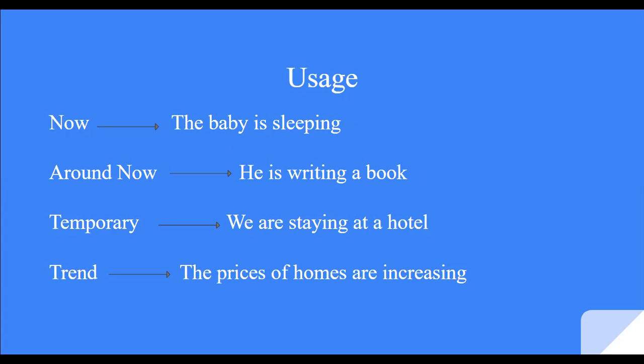It is not permanent. It can continue to rain for another 2 hours, 3 hours, we don't really know. So when we are talking about present continuous tense, we're just saying that it's raining, the baby is sleeping now. We can also talk about the usage of this with the sentence "he is writing a book."